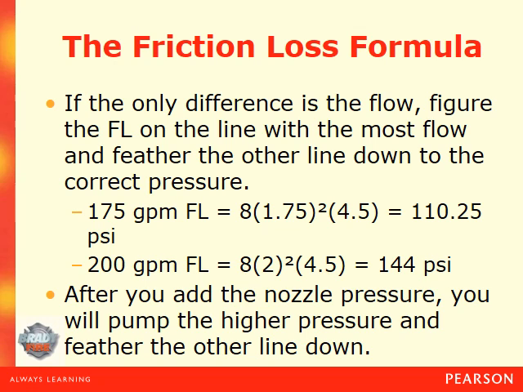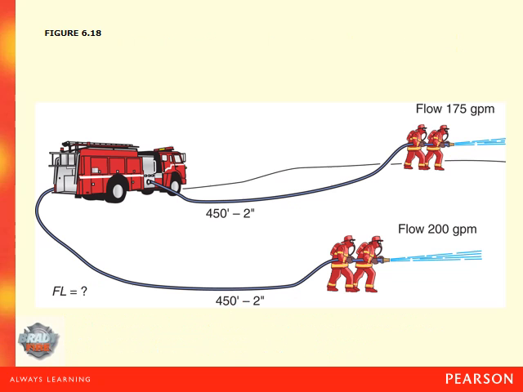It's also going to have a coefficient of 8. However, our variables change a little bit because our gallons per minute are now going to be 2 squared, and our length of hose, again, is 4.5 divided by 100. Now that friction loss is going to be 144 psi. After you add the nozzle pressure, you will pump the higher pressure of the two, and again, back down the other one to the appropriate psi. So the problem is going to look something like this.